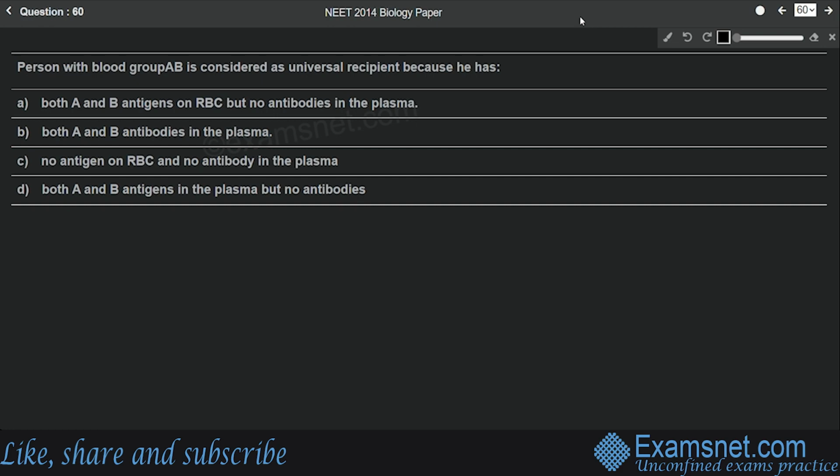Question number 60 is again from the chapter Body Fluids and Circulation, and the question is, a person with blood group AB is considered as universal recipient because he has option A, both A and B antigens on RBC but no antibodies in the plasma. Option B, both A and B antibodies in the plasma. Option C, no antigen on RBC and no antibody in the plasma. And option D, both A and B antigens in the plasma but no antibodies. So the correct answer will be option number A, that it has both A and B antigens on the RBC but no antibodies in the plasma.